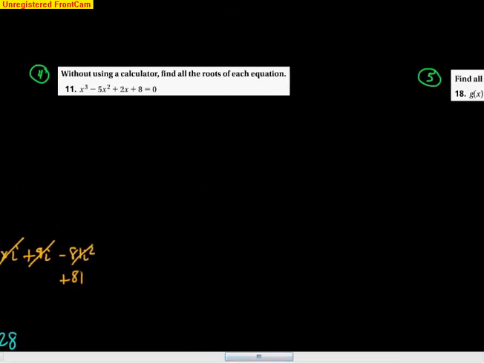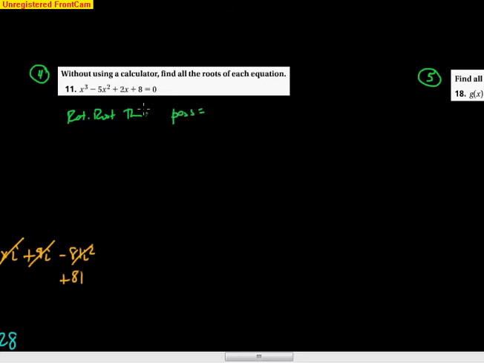Two more here. All right, next one. These are a little bit longer problems. We're going to find all the roots of the equation. And the first thing we do is we use the rational root theorem, to find all the possibilities.